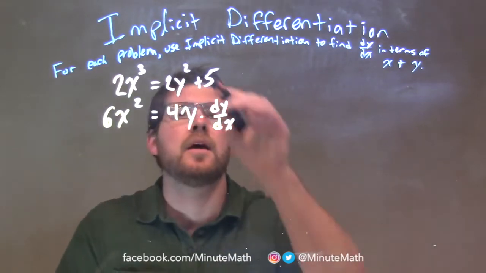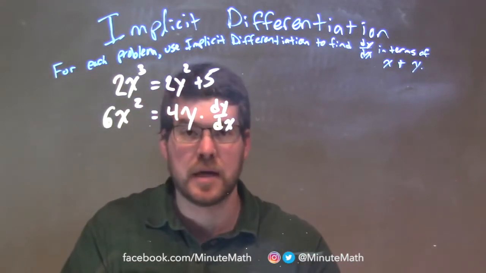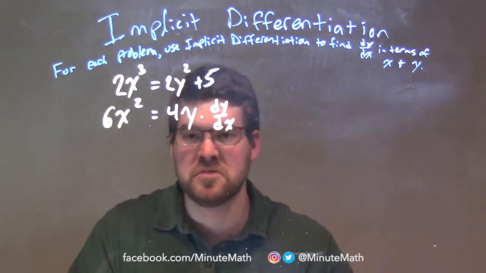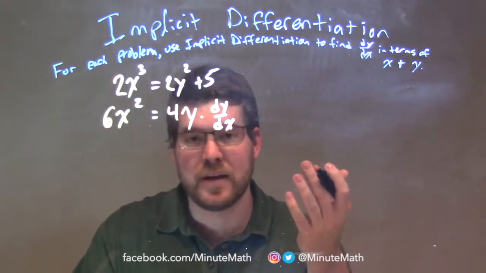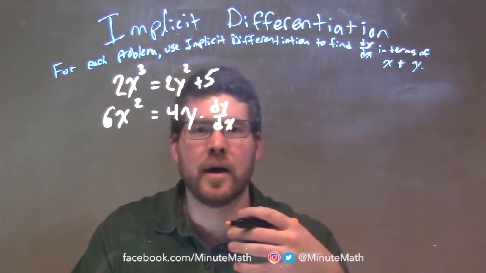the derivative. Now, the plus 5 is pretty simple. It's a constant. It's eliminated. It's just 0, right? Don't need to write that plus 0. So now I'm pretty much done with the calculus. I just need to get dy/dx by itself.